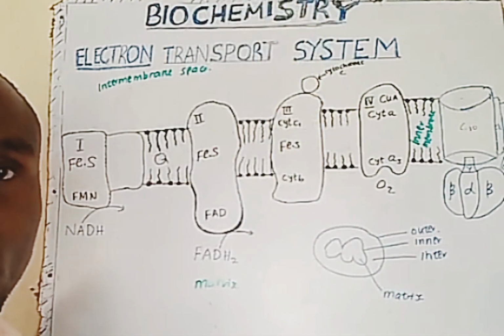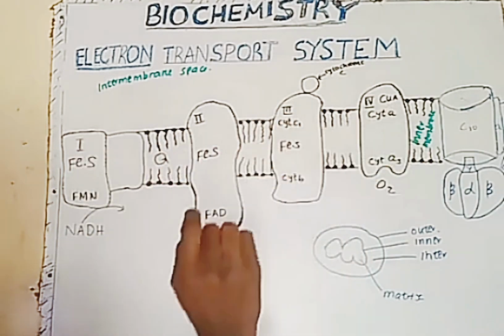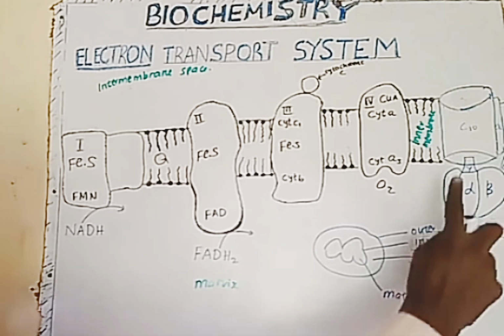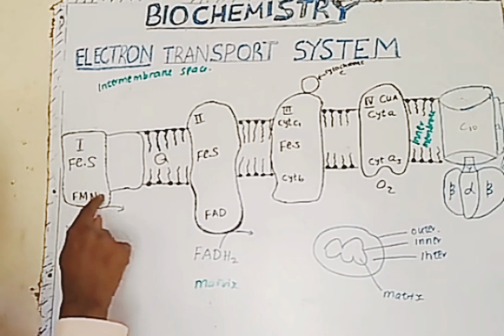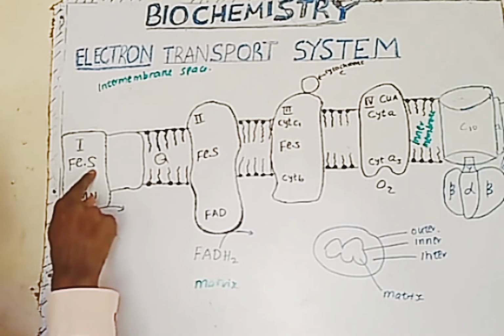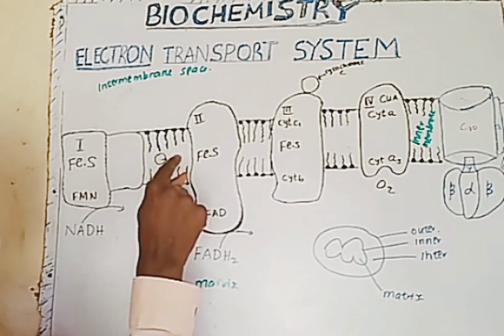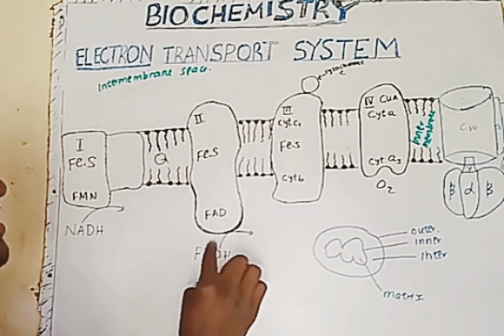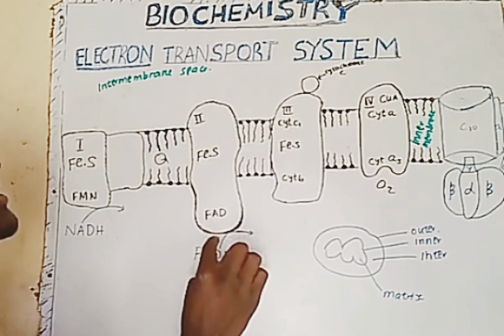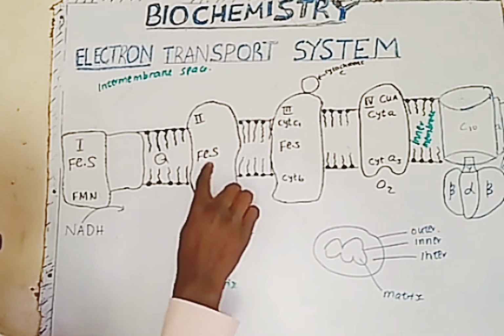On our diagram, we have protein complexes labeled 1, 2, 3, and also 4. We also have ATP synthase. Protein complex 1 has FMN. FMN means flavin mononucleotide. It also has the iron sulfur center. Then we have CoQ within the inner membrane of a mitochondrion. Then we go to complex 2. Complex 2 has FAD attached to it. That is FADH2. Then it has an iron sulfur center.